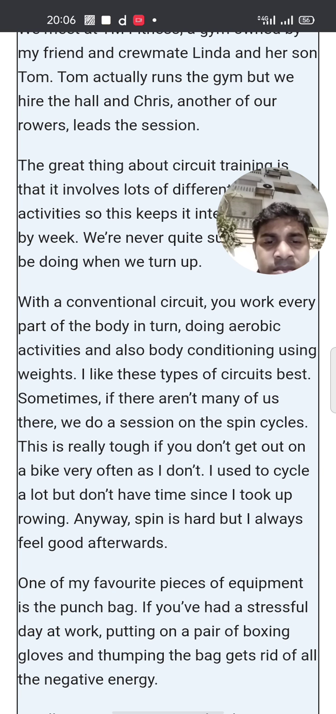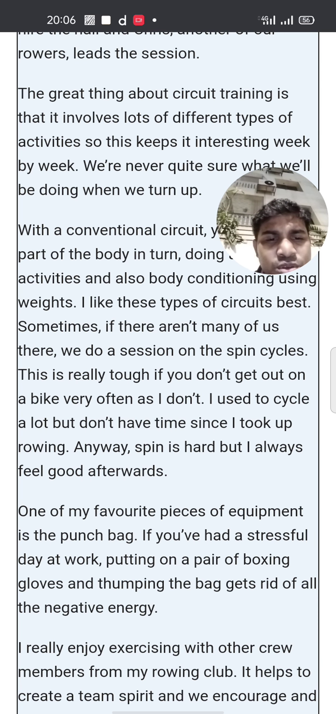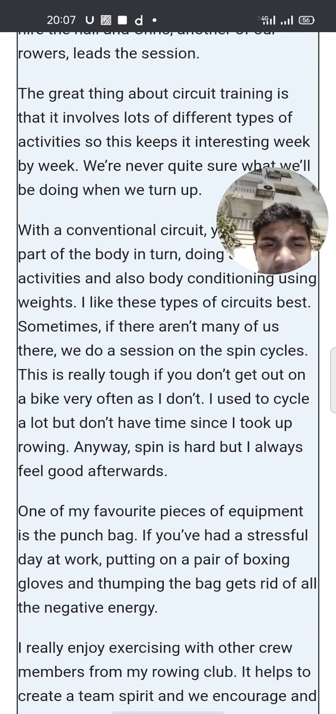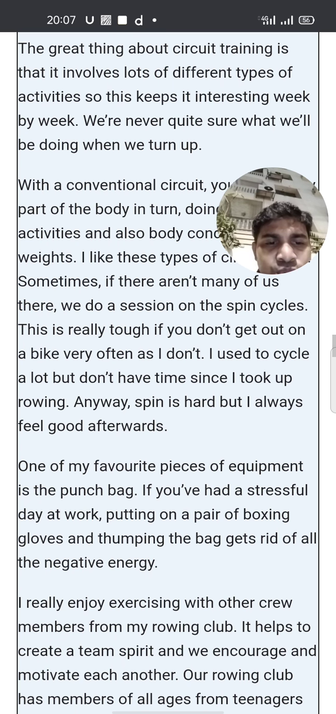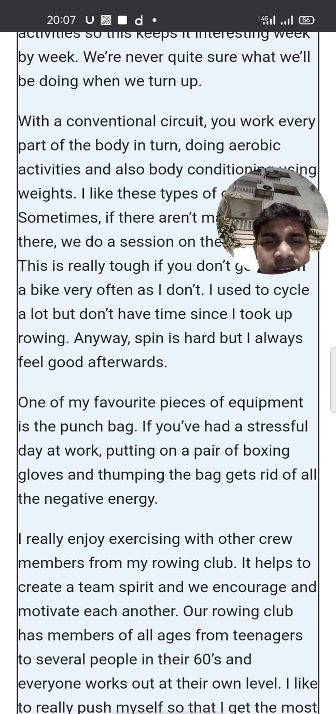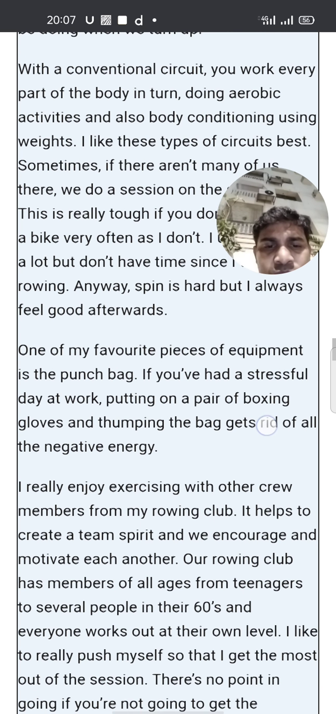Sometimes, if there aren't many of us, we do a session on the spin cycles. This is really tough if you don't get out on a bike very often, as I don't. I used to cycle a lot, but don't have time since I took up rowing. Anyway, spinning is hard, but I always feel good afterward.